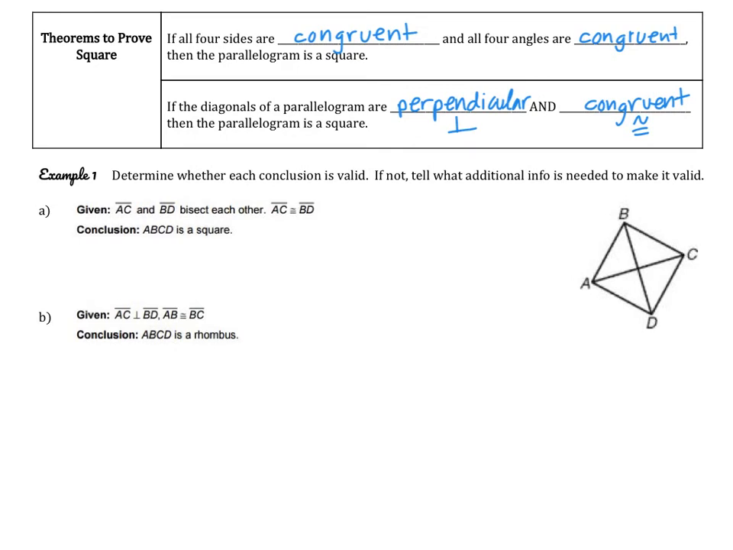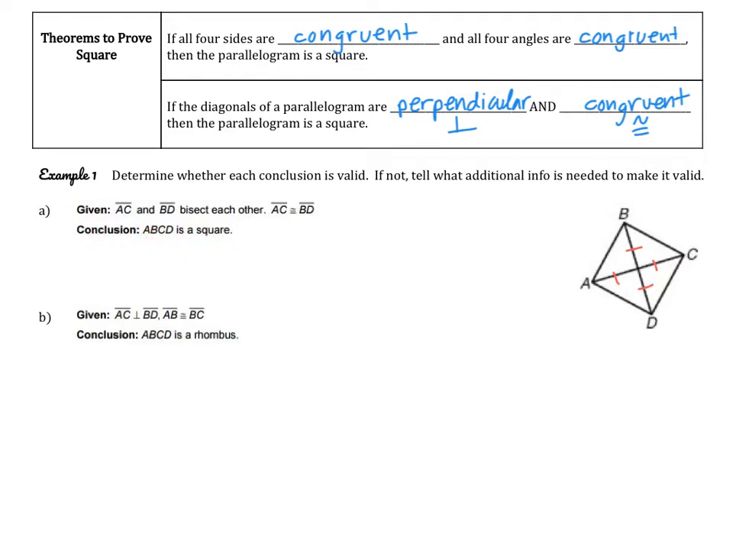So moving down here, for example 1, we're going to determine whether each conclusion is valid. And if it's not valid, we're going to tell what additional information is needed to make it valid. So here we are given that AC and BD bisect each other. We are also told that AC is congruent to BD. So they bisect each other and they're congruent to each other, which means all four parts are congruent. So we are trying to decide if this conclusion is valid, that ABCD is a square.